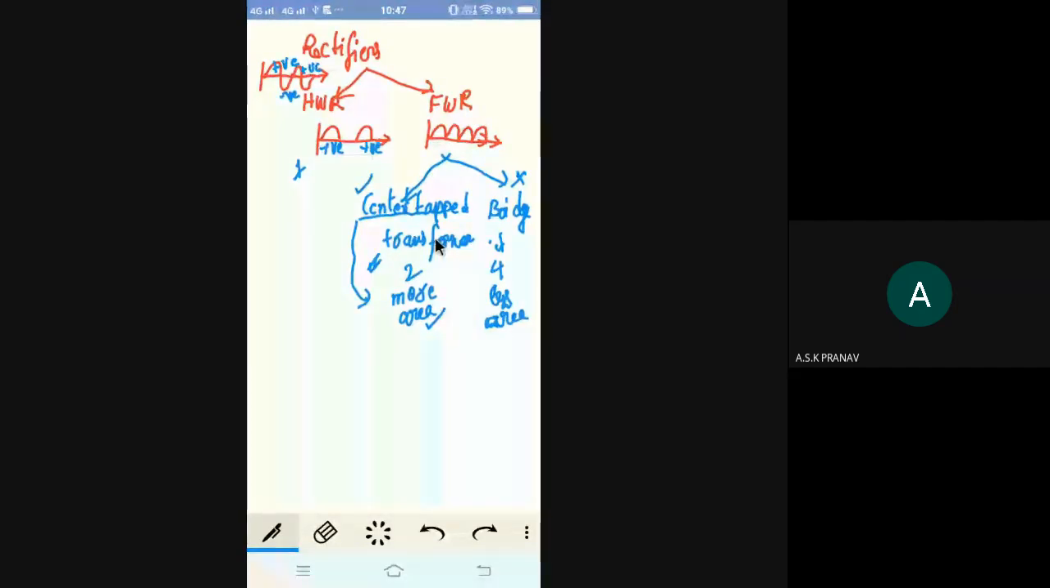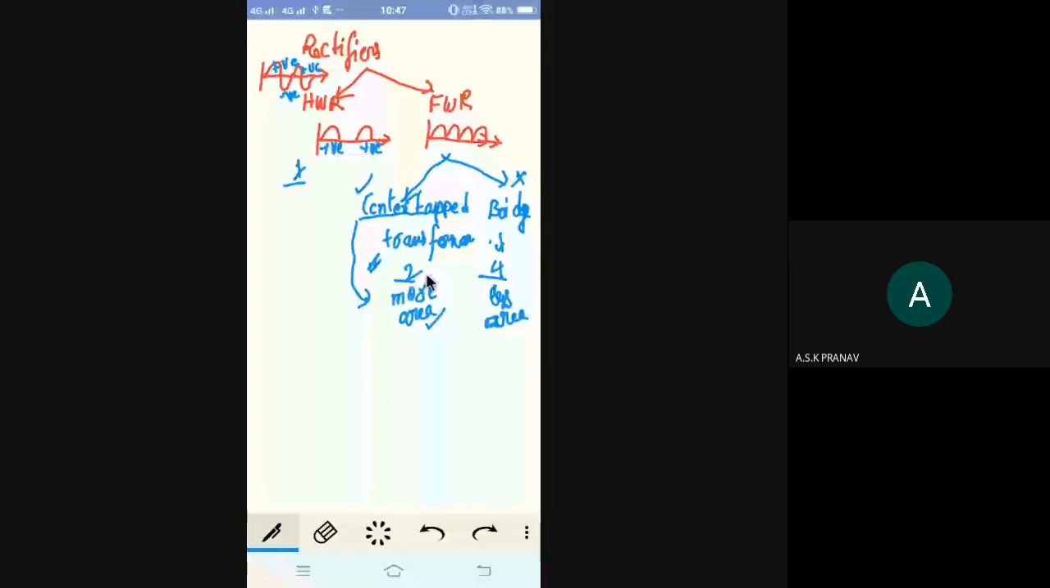In the center tapped transformer full wave rectifier, we use a center tapped transformer which occupies more area. So the area occupied by the center tapped transformer full wave rectifier is more. Whereas in the bridge full wave rectifier, we do not use the center tapped transformer, so it occupies very little area. The number of PN diodes used in the half wave rectifier is 1, in the center tapped full wave rectifier is 2, and in the bridge full wave rectifier is 4.